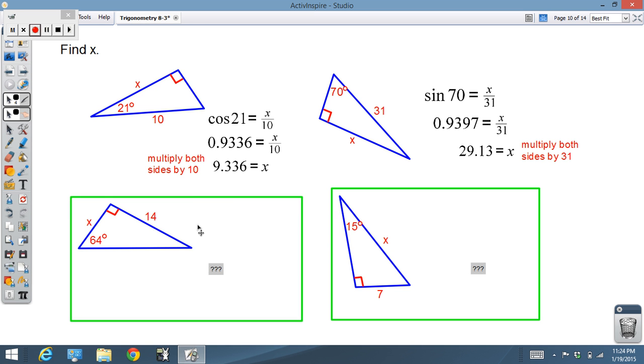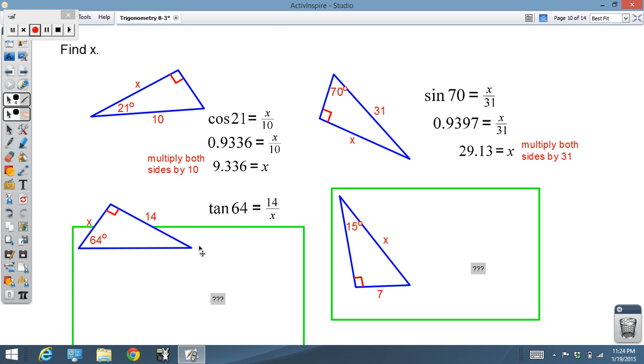On this problem, look what happens. We use the tangent of 64 as opposite over adjacent, right? So equals 14 over x. I got a problem here though. My x is on the bottom of a fraction. So I can't just multiply simply like I did here to get that 10 out of there. All right, you with me on that? So we got to do something a little bit trickier on this.